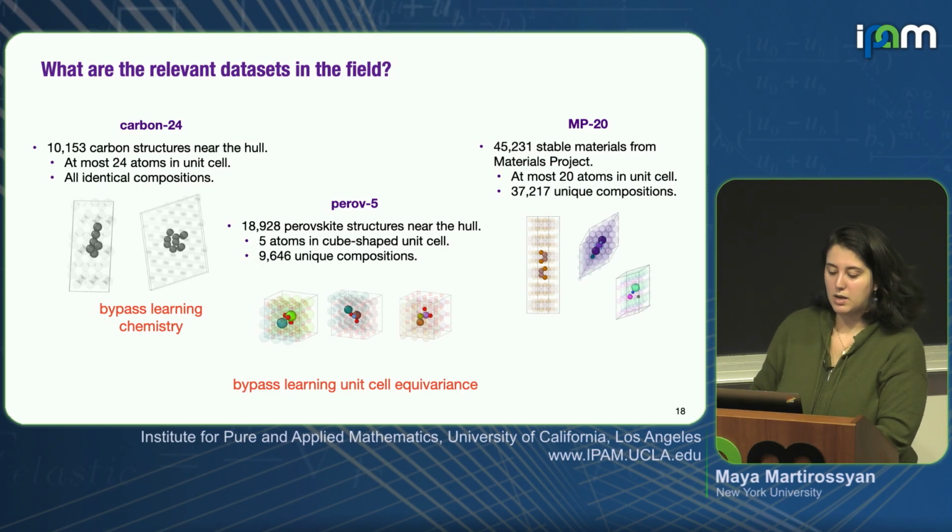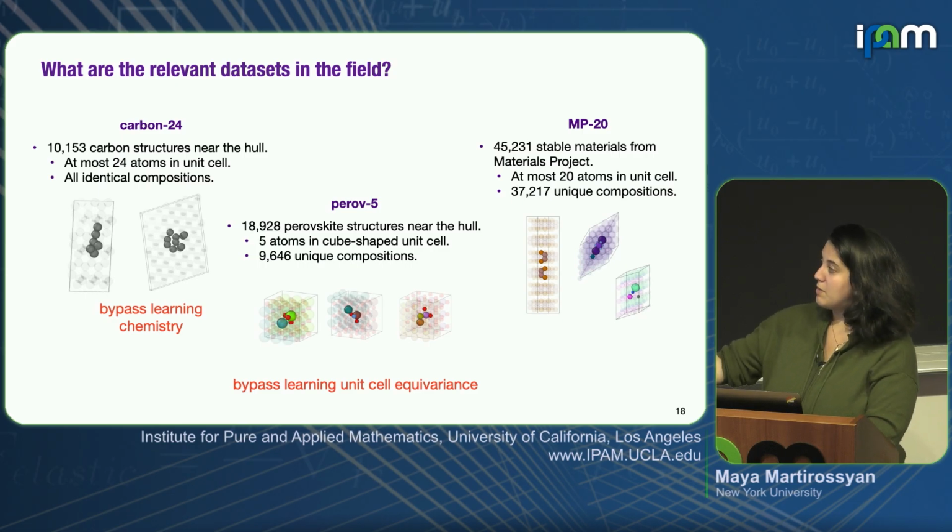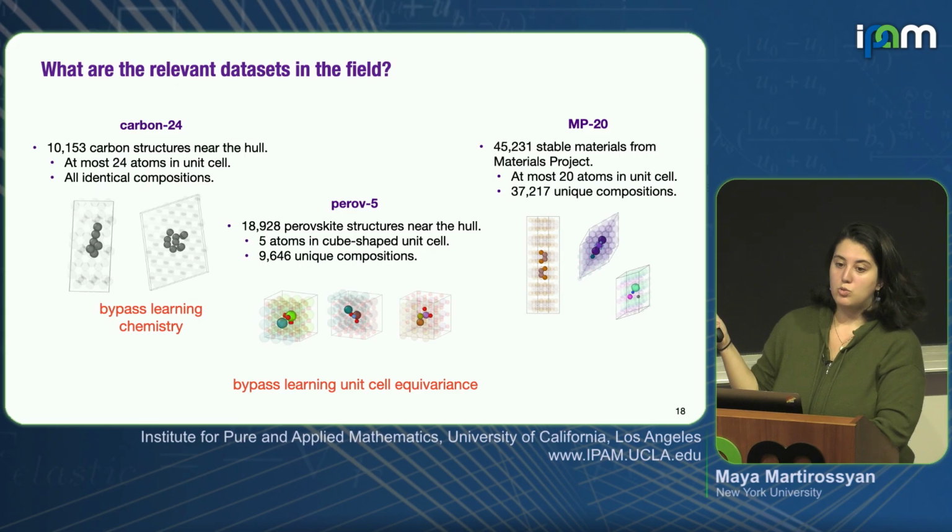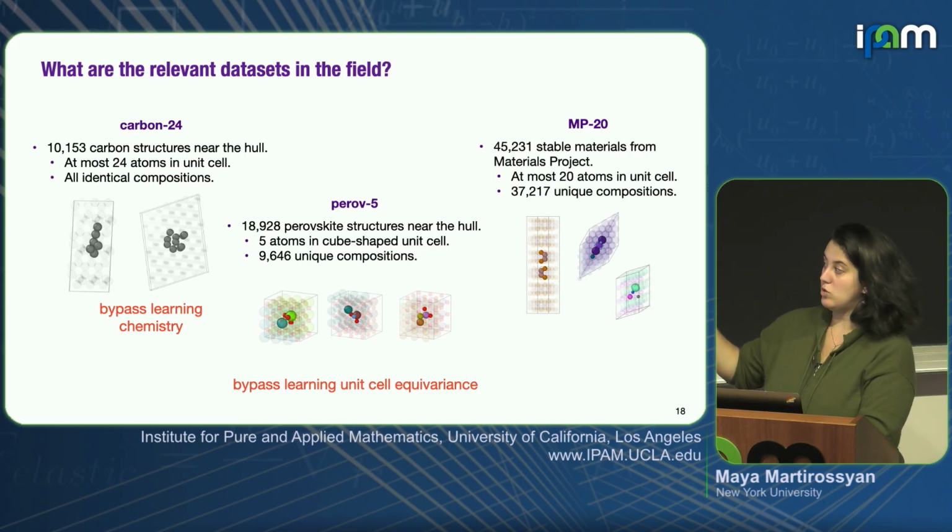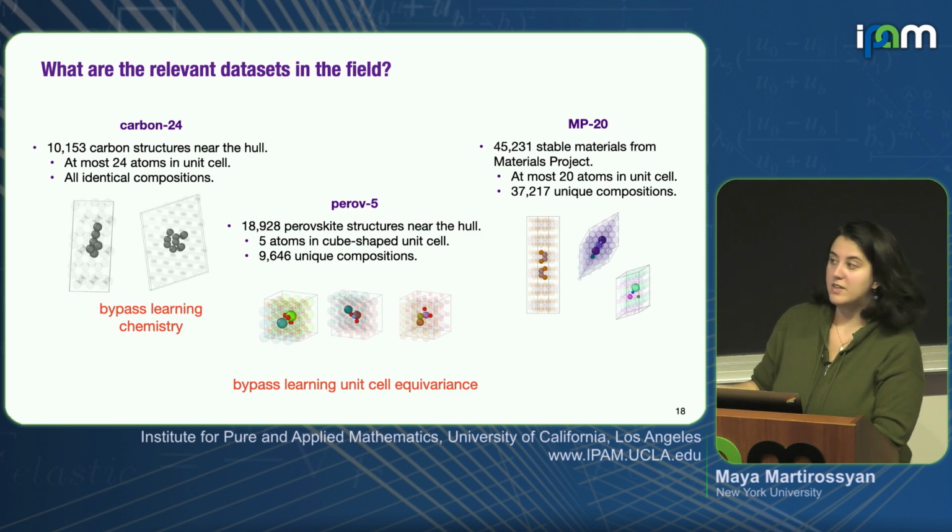And the reason I say that is because all the unit cells here, the shapes look the same. And so you make it very easy for your model to figure out what kind of lattice it should learn, because it's basically pre-prescribed from the data set.